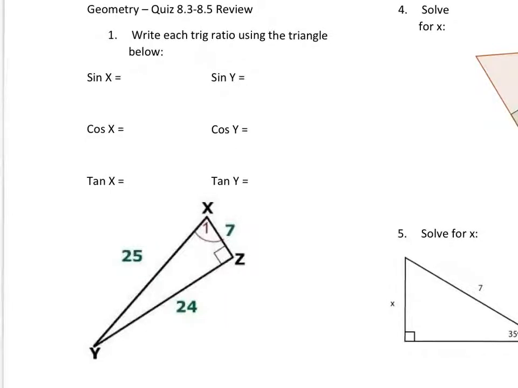Okay, number one, make sure you know how to use the trig ratios using SOHCAHTOA. So if you are doing the sine of x, start at x, opposite of x is 24, and the hypotenuse is 25. That doesn't reduce, so you're done.